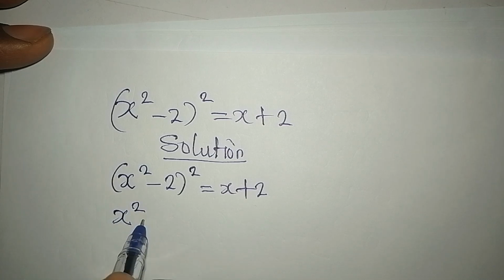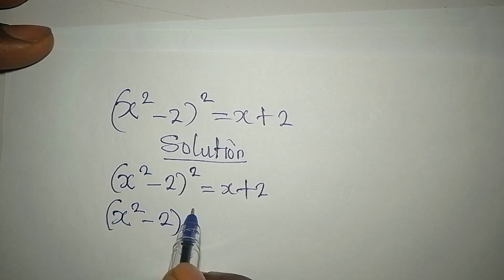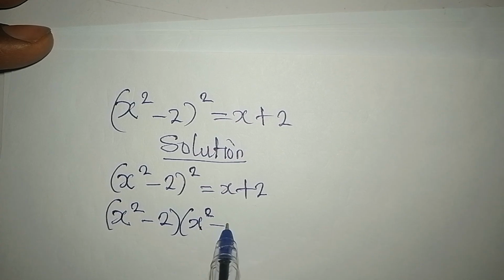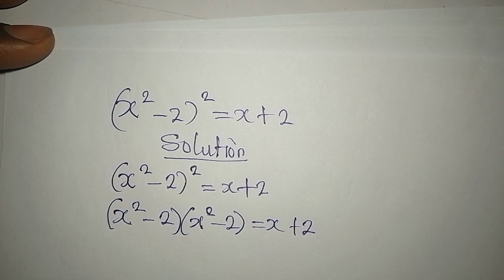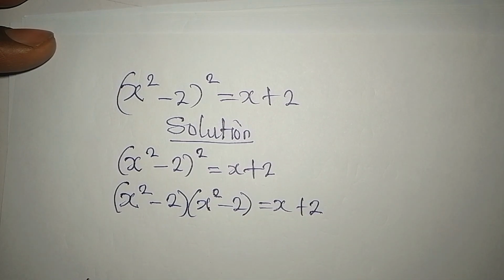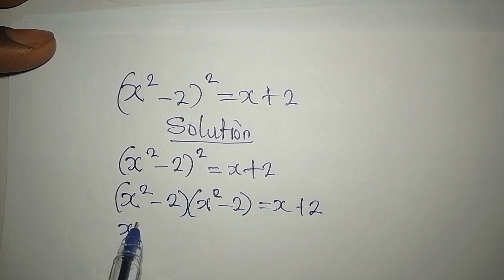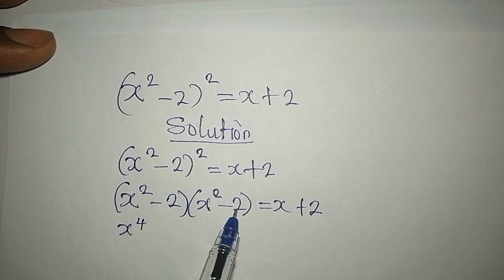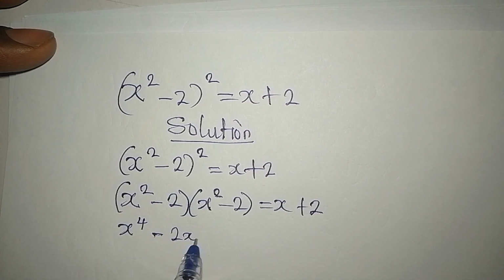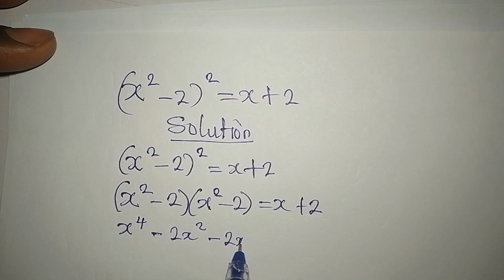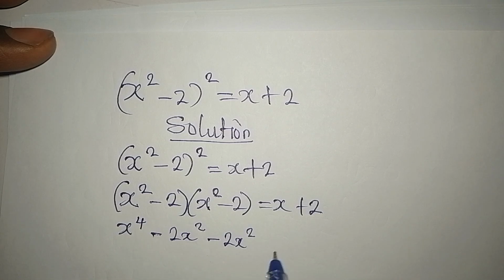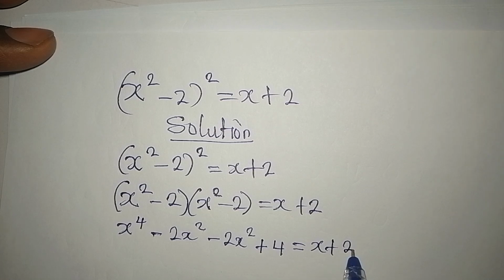We have x squared minus 2 in two places: (x squared minus 2)(x squared minus 2) equals x plus 2. I want to believe you know why I did this, right? Because of the square. Now this multiplied by this will give us x to the power of 4. Then this times this will give us negative 2x squared. Then this times this will give us another negative 2x squared. Then this times this will give us positive 4. And this is equal to x plus 2.